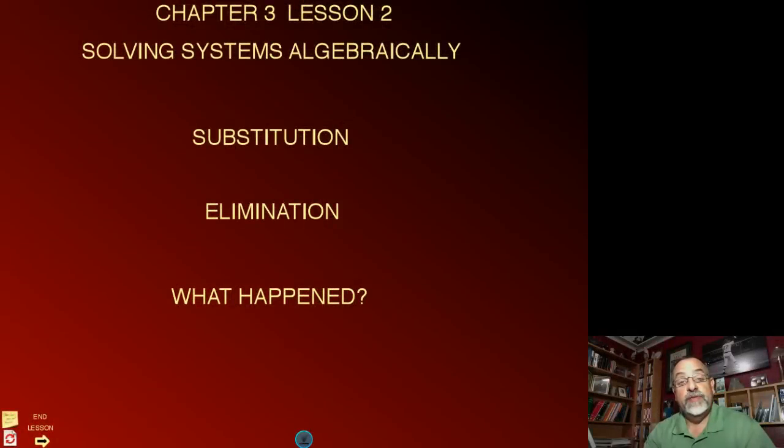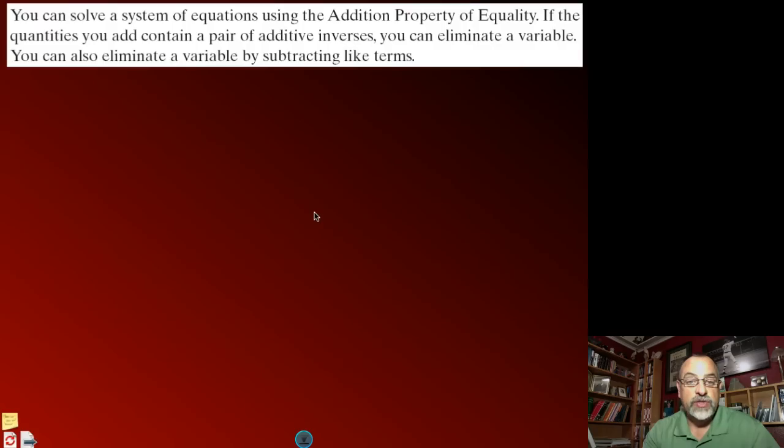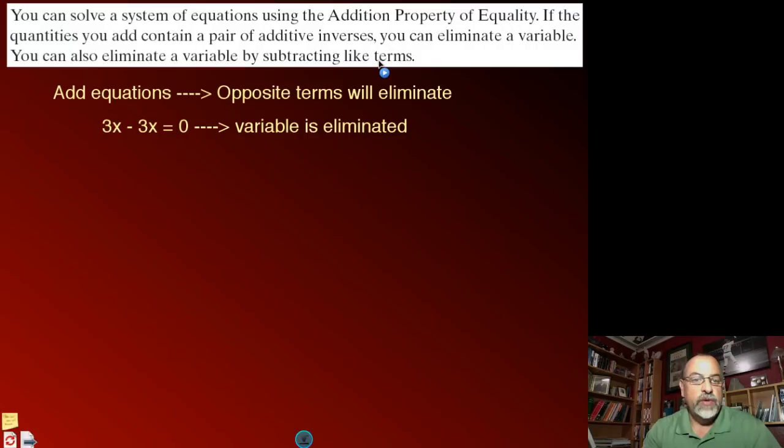Chapter 2, Lesson 3 of Advanced Algebra, looking at elimination in solving a system algebraically. Now, elimination is actually an application of the addition property of equality, which says if we add additive inverses, the answer is 0, or the sum is 0. If I were to add 3x to its opposite, negative 3x, so 3x minus 3x, the answer is 0.